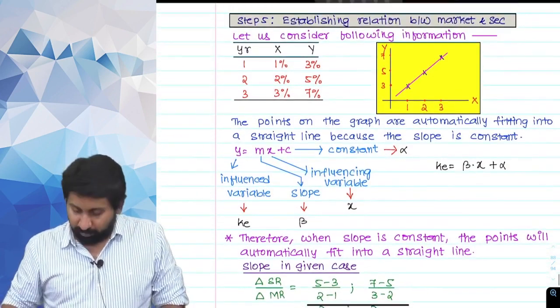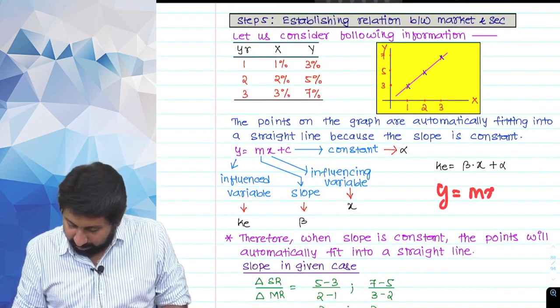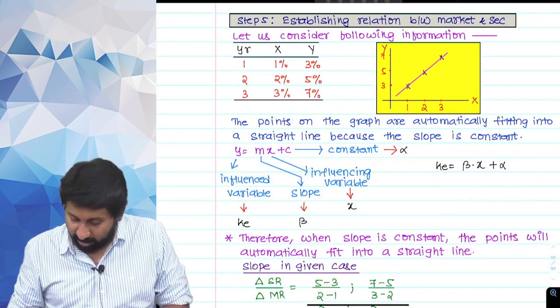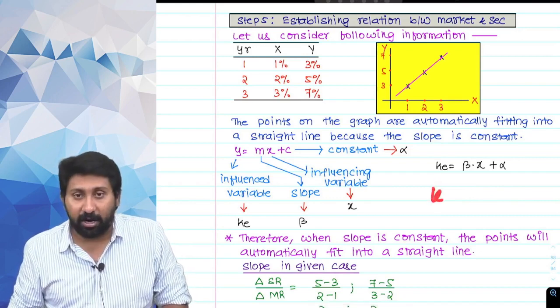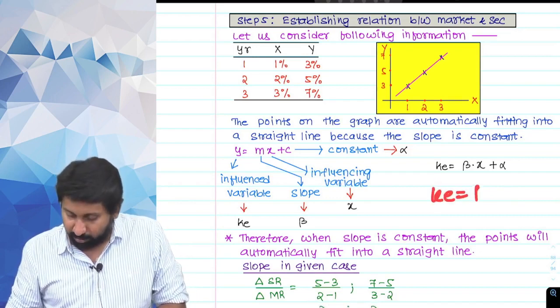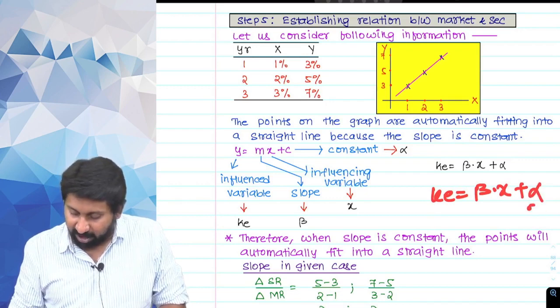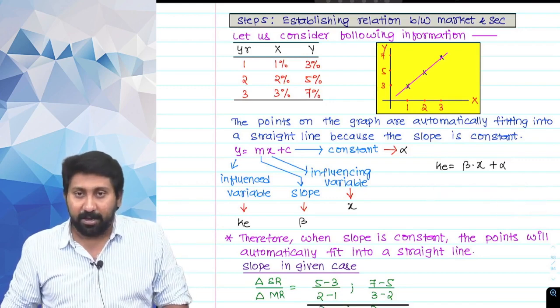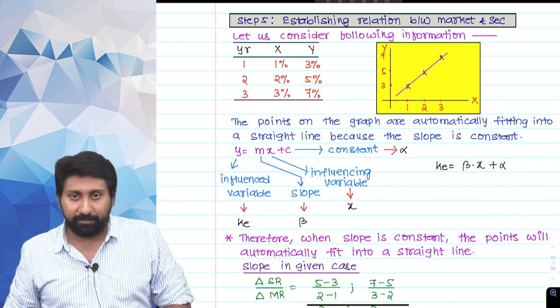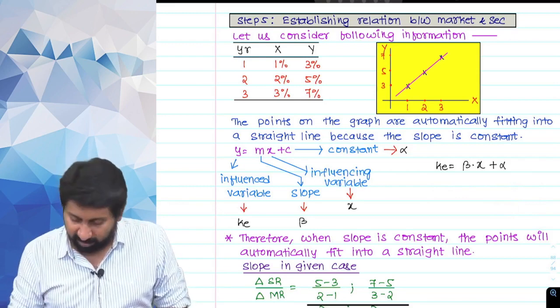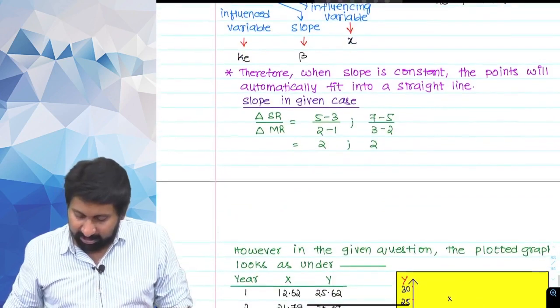So y equal to mx plus c. What does y mean here? Security return. We also write it as Ke equal to beta X plus alpha. Alpha is a constant. X means market. So y equal to mx plus c can be written as beta M plus alpha. Instead of writing beta X plus alpha, you can write M beta plus alpha.